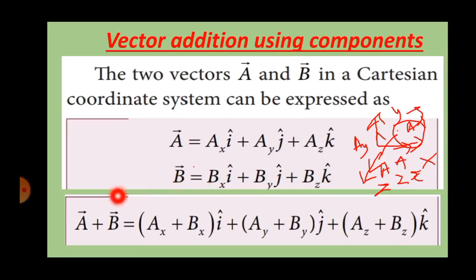So A vector plus B vector is equal to (Ax plus Bx) into i unit vector, (Ay plus By) into j unit vector plus (Az plus Bz) into k unit vector. This is the addition of vectors by using components, three-dimensional components. Okay, next.